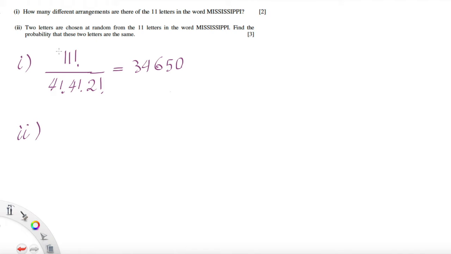For the second part, 2 letters are chosen at random from the 11 letters in the word Mississippi. Find the probability that these 2 letters are the same. So when they are the same, it means that they are either both S, or both P, or they can both be I. So how many S's do we have? It is 4 out of 11.